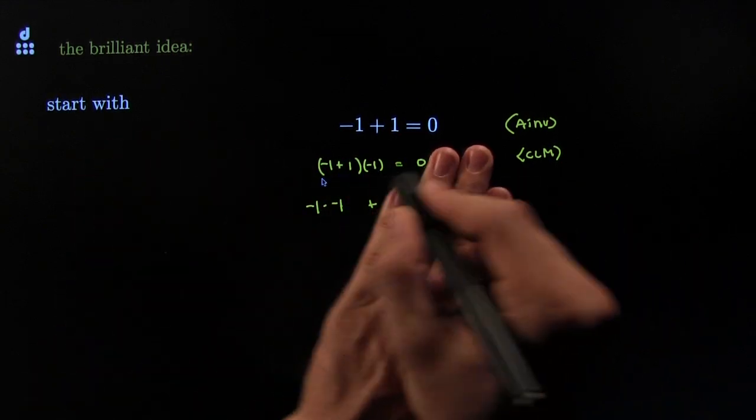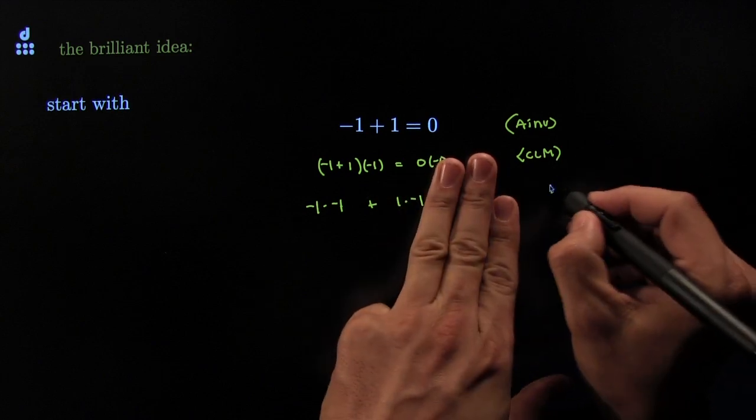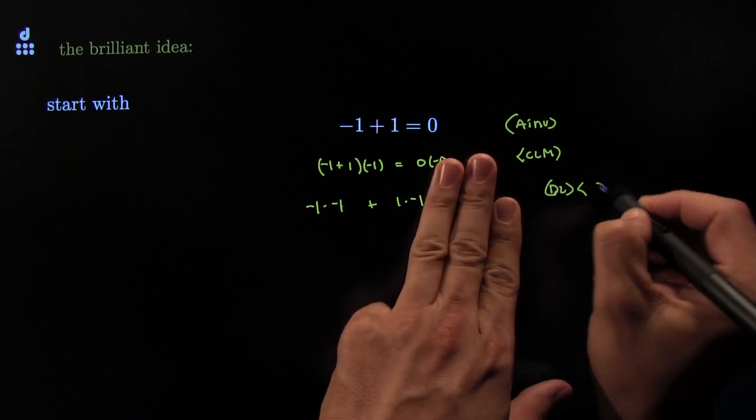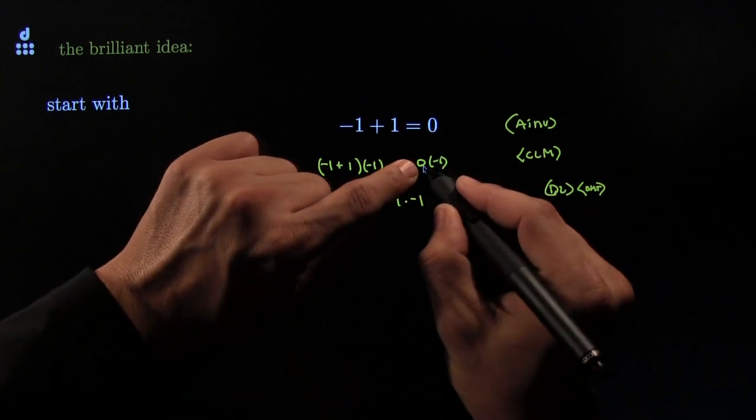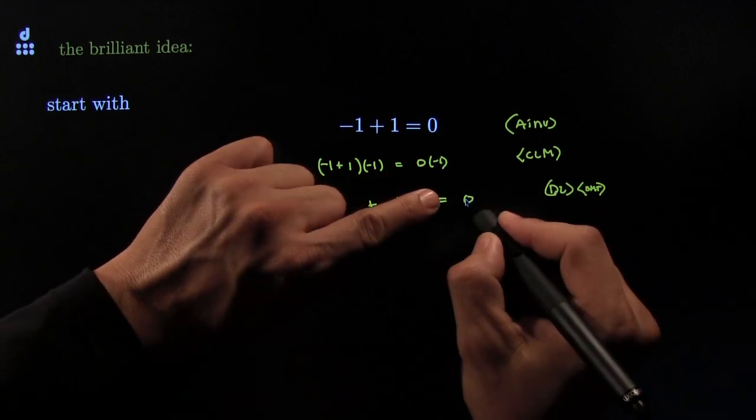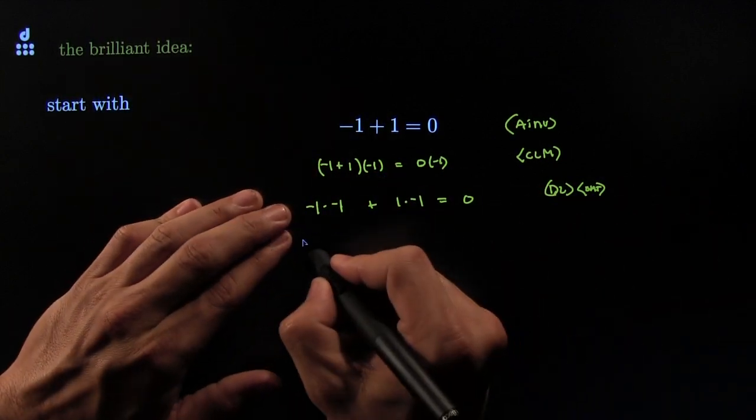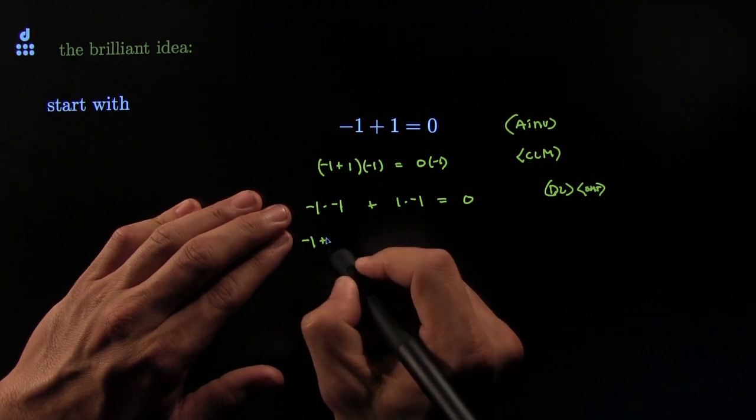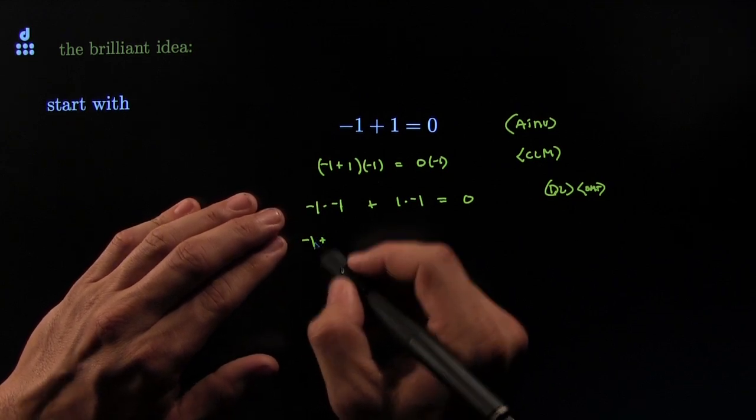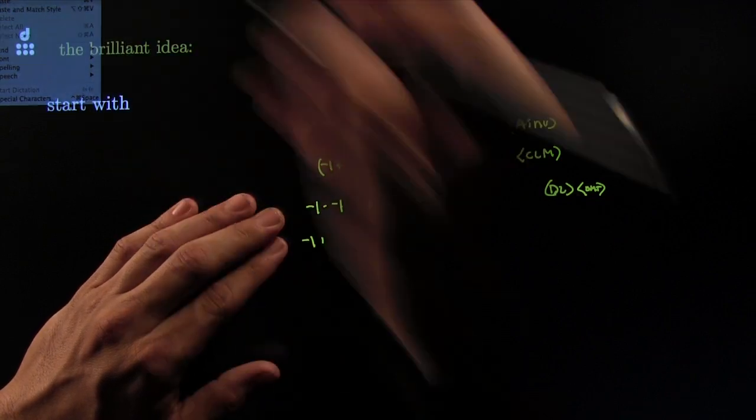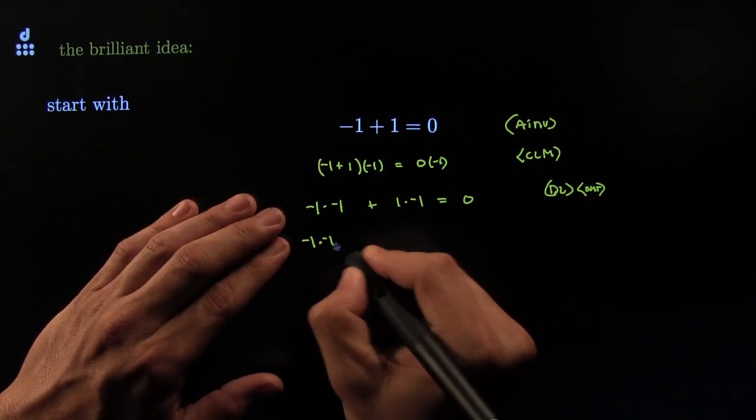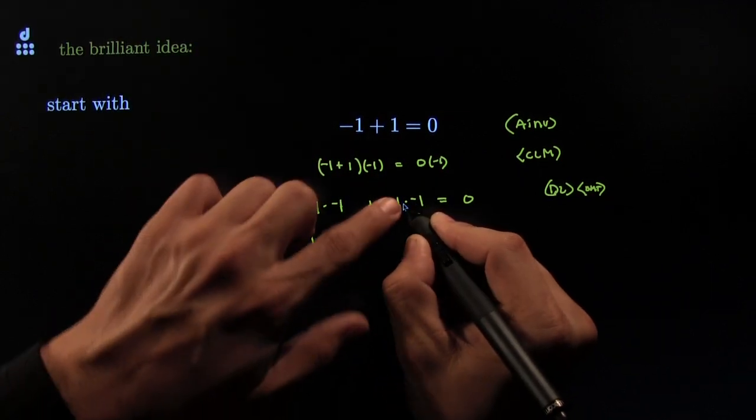On the left hand side I use the distributive law. On the right hand side I use the OMT, the 0 multiplication theorem. 0 times -1 is 0. I told you. Alright, -1 times -1 plus 1 times -1.